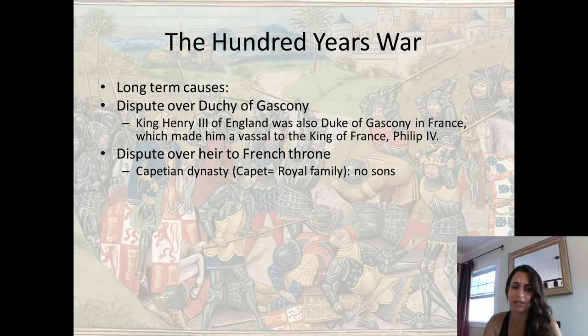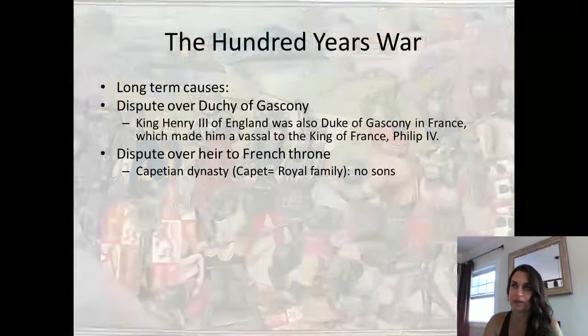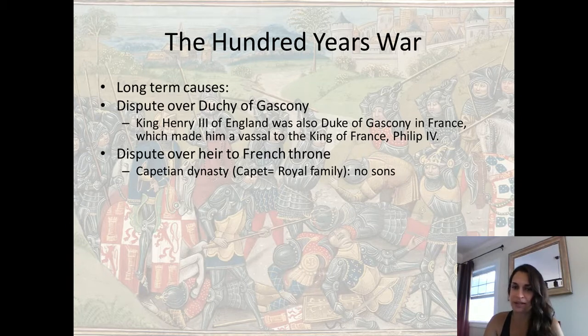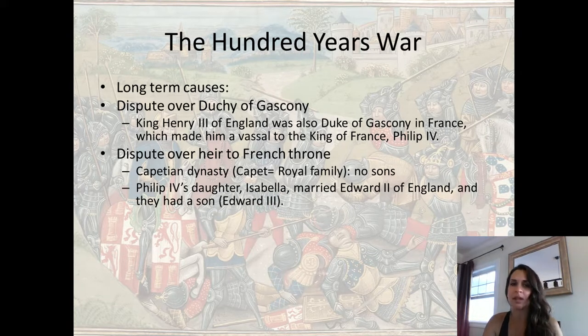The Capet dynasty had ruled France for a long time. At this point, though, by the time we get to this part of history, they hadn't had any sons, which is a problem, of course, because you need a son in order to continue the dynasty. So the King of France was Philip IV, and he had a daughter, Isabella. And in order to establish a sort of political alliance and relationship, he had her marry the King of England, which was Edward II.